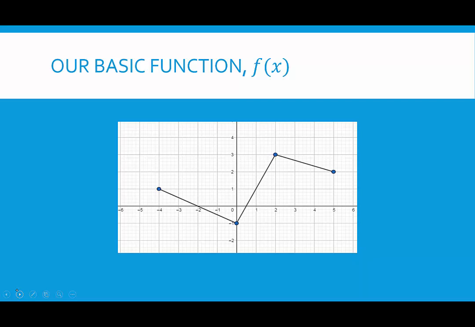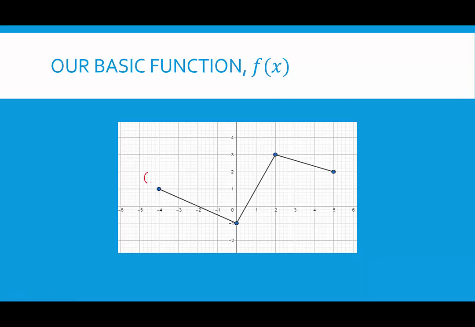Okay, so we're going to look at this function. It's not anything special. It's not linear. It's not quadratic. It's not a polynomial. It's just this random function that I drew. It's a function because it passes the vertical line test, and this is what we're going to be looking at. I also named this function f. So we're going to look at various transformations of this basic function. And what we want to focus on is what happens to the coordinates when we move the function around or when we transform it.